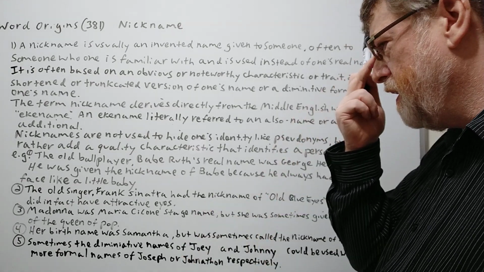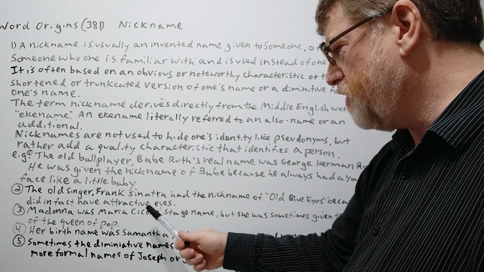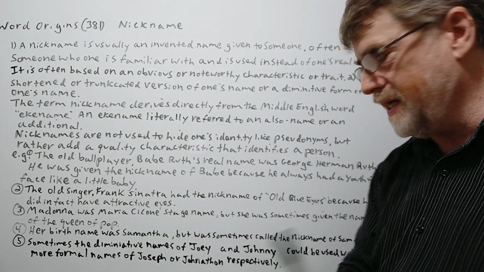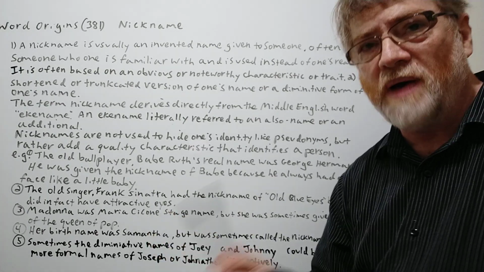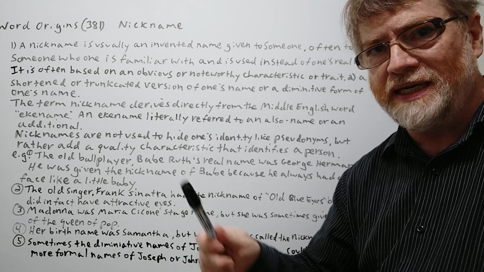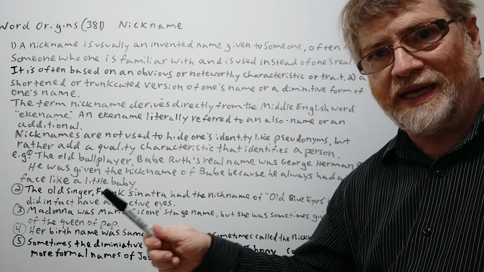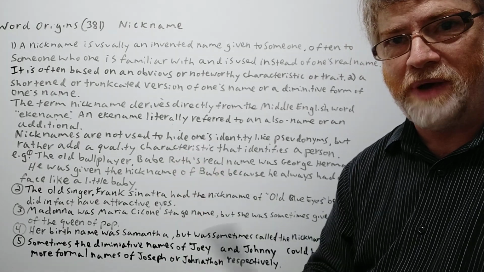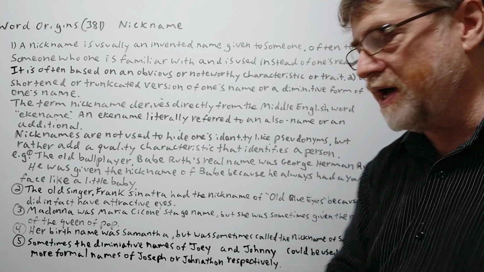So it's always connected to either some physical trait or maybe some way that you behave or something. Number 3, Madonna was Maria Ciccone's stage name. So Madonna is not a nickname, but she was sometimes given the nickname of the Queen of Pop. The media, especially in the 1980s when she was really big, in the mid to late 80s, early 90s, she was almost like number 1 in pop music at that time. They sometimes referred to her as the Queen of Pop.